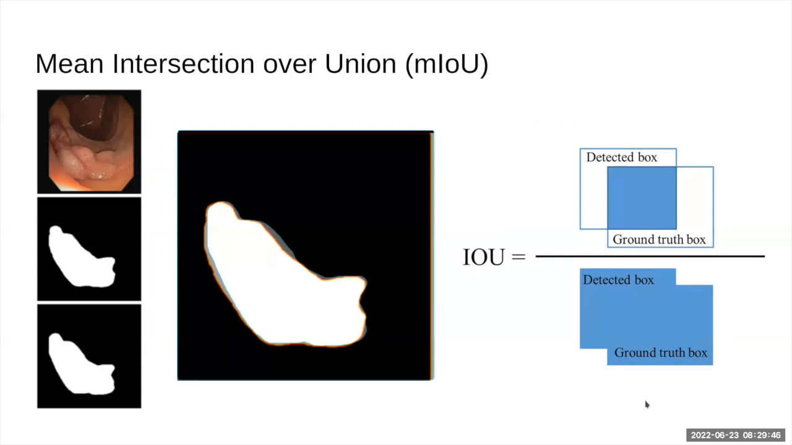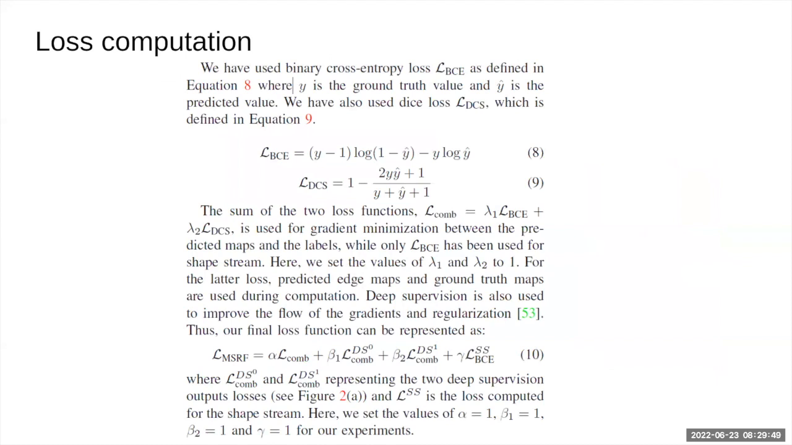Cool thing to remember. Okay, and briefly regarding loss computation, we have simple binary cross entropy loss, and something called dice loss. You can see it in formulas 8 and 9. And at the bottom, the final loss function, represented as a sum of different loss functions, just tells us that different losses were applied to different parts of our architecture of MSRF Net.